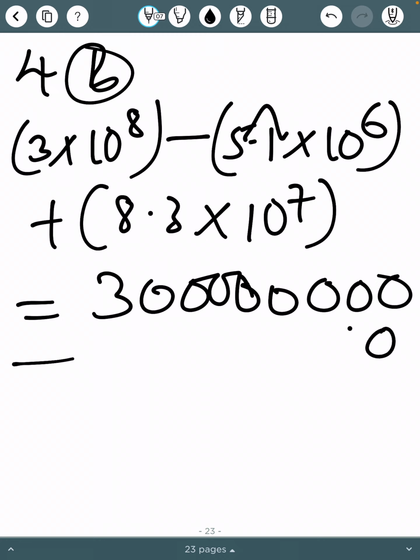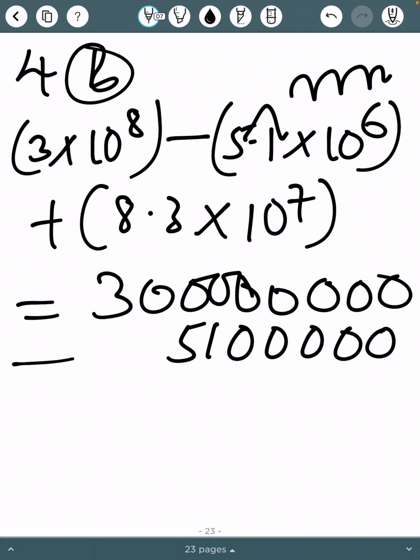So this will give me 1, 2, 3, 4, 5, then 1, 5, because I'll move this forward once and then I have to add 5 zeros. So that should give me 5, 1, 0, 5, 1, 0, 0, 0, 0, 0. So 5 zeros after moving the decimal forward once, because I have 10 raised to the power 6 here, as usual.